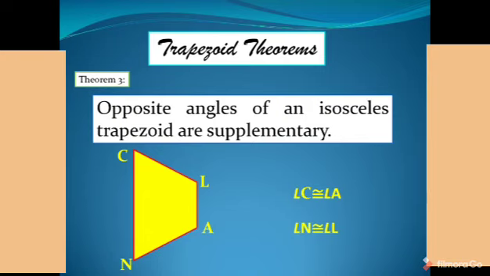Angle C and angle A, angle N and angle L. These are the opposite angles. So if these are the opposite angles, therefore the measure of angle C plus the measure of angle A will be equal to 180 degrees. Same with the measure of angle N plus the measure of angle L, which is equal to 180 degrees. Let's find out in our problem.